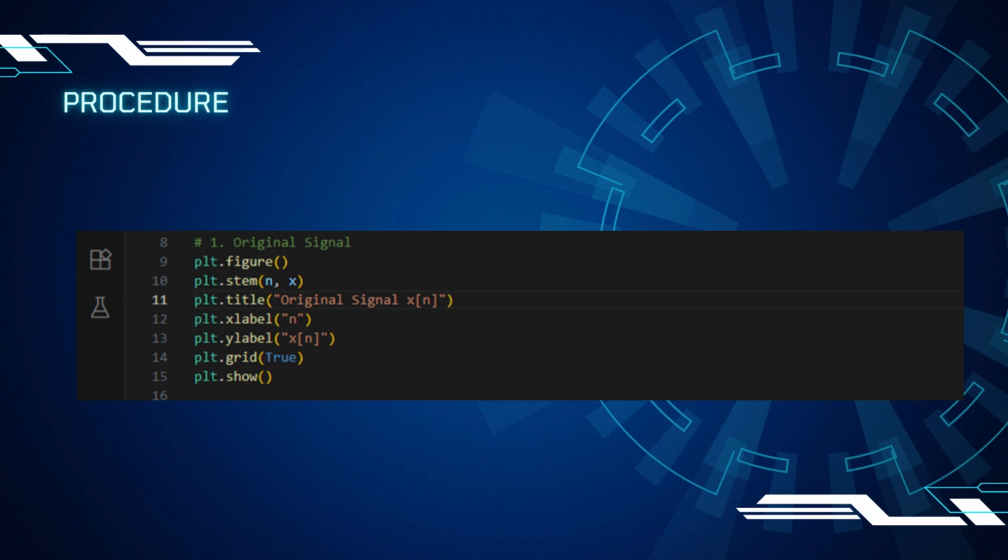Time shifting means moving the signal left or right along the time axis. In this function, we are delaying the signal by 3 samples, so it moves to the right. And for this, we are advancing the signal by 3 samples, so it moves to the left. In both cases, the shape of the wave doesn't change, only its position in time does. This concept is common in systems that involve signal delays, like echoes or digital filters.